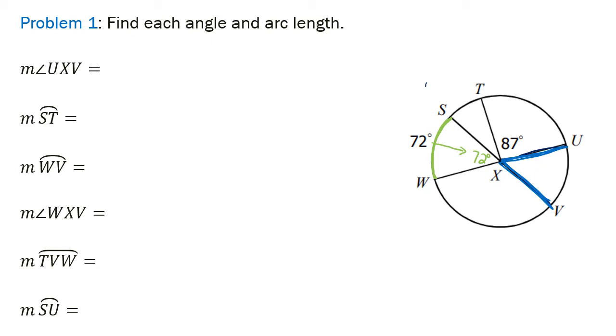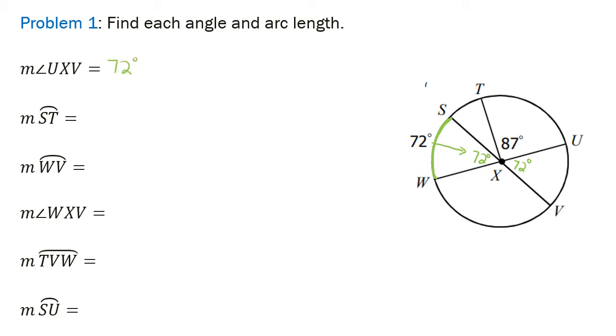That means if I'm trying to find the central angle UXV, you'll notice that when you stare at those two angles, they look like they're the same, and that's because they are. These two angles are called vertical angles, and vertical angles are always congruent. So therefore, if that's 72, angle UXV is 72.